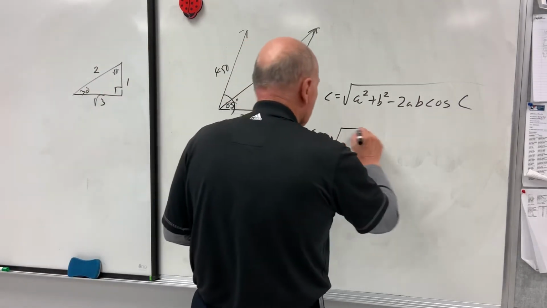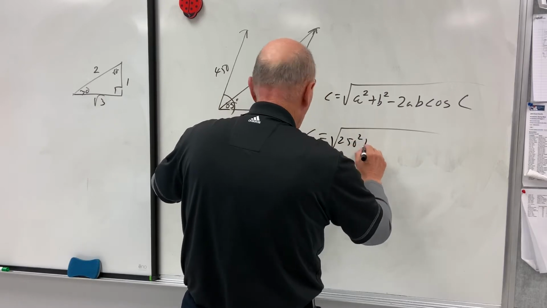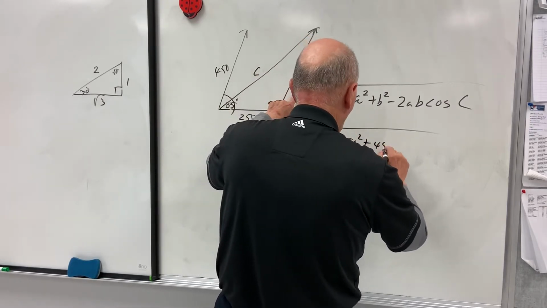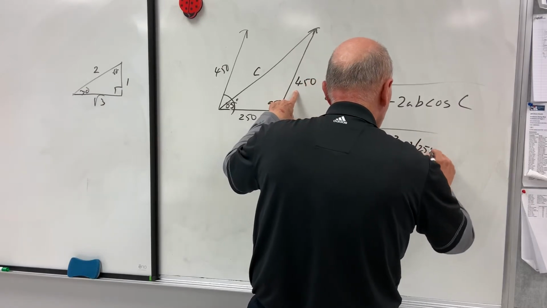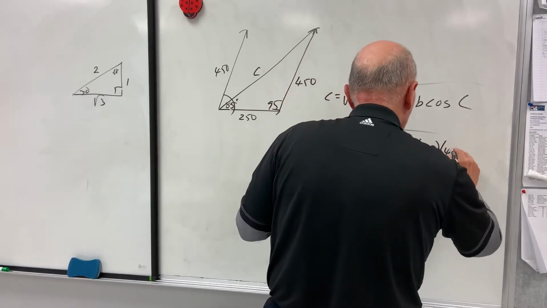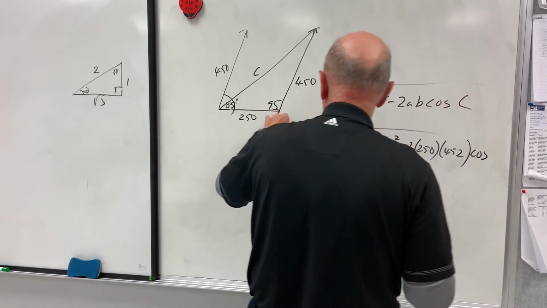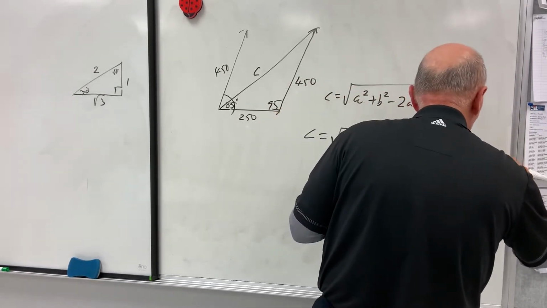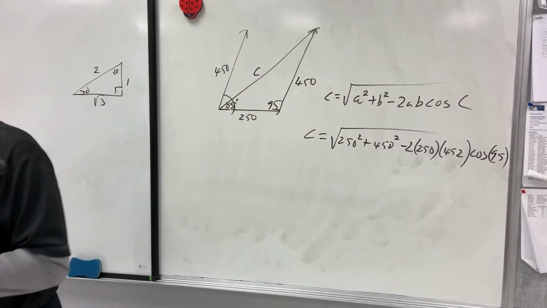When we plug in, we have the square root of a squared, which would be 250, plus b squared, which would be 450, minus 2 times A, which is 250, times B, which is 450, times cosine of C, which would be cosine of 95 degrees. Now we're just going to plug that into our calculator.